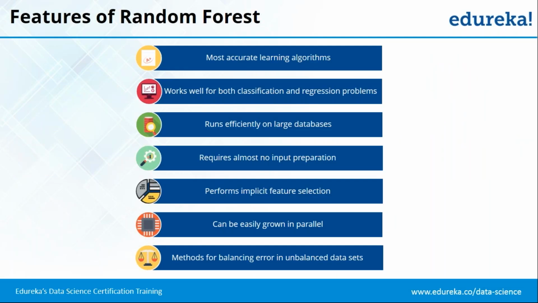All right, so now let's have a look at various features of random forest, right? The first and foremost feature is that it is one of the most accurate learning algorithms, right? Why is it so? Because single decision trees are prone to having high variance or high bias. On the contrary, random forest averages the variance across the decision trees.